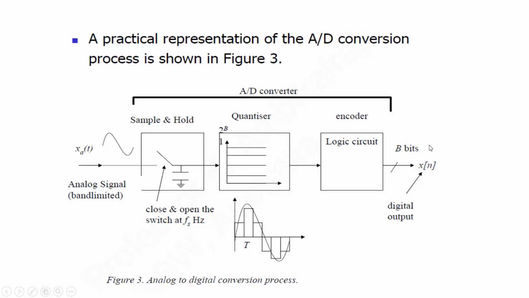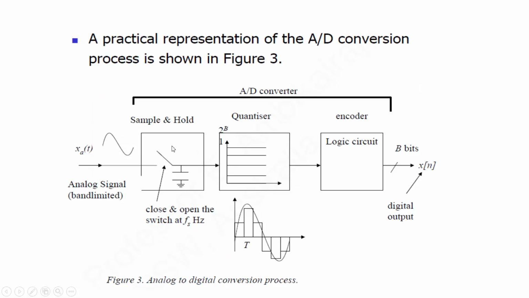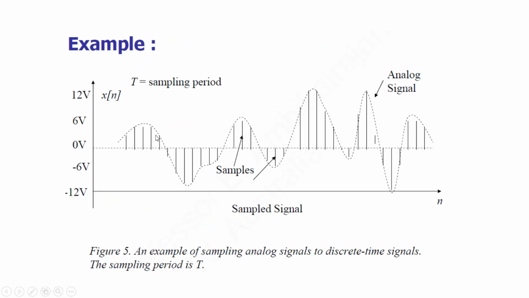Now let's look further into the details of these circuits. This is the sampling process explained. The dotted line basically gives the analog signal. The sampling is done. Capital T is the sampling period. After every T seconds, the sample value is taken, which is the opening and closing of the switch that I showed you here. The opening and closing of the switch will basically take these sample values. So these are the samples taken, and this is the sampled version of the analog signal.